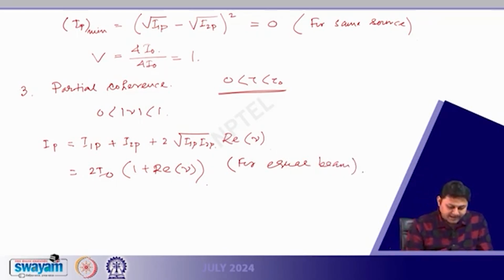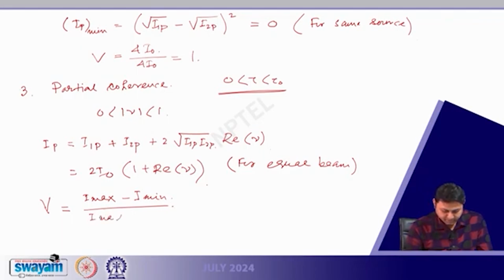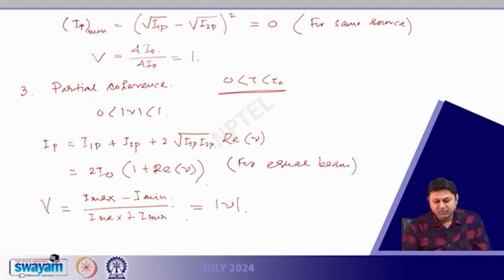And if somebody wants to calculate the visibility V, I am not going to do this calculation, rather I ask the student to please check it using the formula I max minus I min, whole divided by I max plus I min, and that value essentially gives you mod of gamma, the degree of coherence. So that is the visibility one can find out. Today we don't have much time to explain more about the different aspects of coherence, so I'm going to stop here.